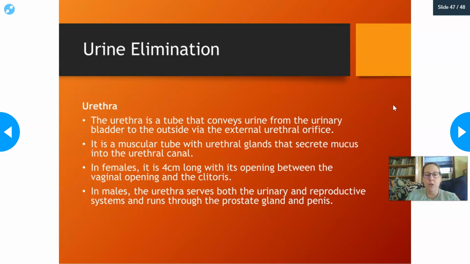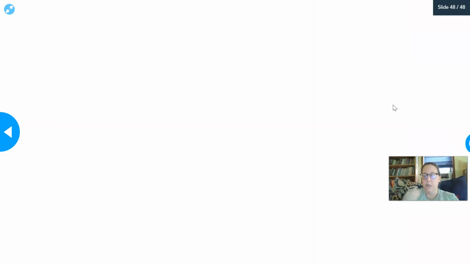In females, the urethra is only 4 centimeters long, and its opening is between the vaginal opening and the clitoris. In males, the urethra serves both the urinary and the reproductive systems and will run through the prostate gland and the penis. So a short way of saying it is basically guys only have one hole out, the urethra hole, where both urine and semen leave. But in females, you have the urethral opening and then you have the vaginal opening. So you have 2 holes, one for the urinary system, one for the reproductive system.